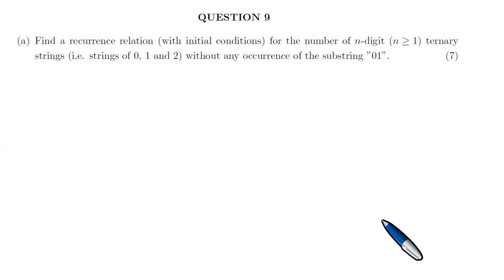Okay, we continue. So now, find a recurrence relation with initial conditions for the number of n-digit ternary strings. Ternary strings are those strings with 0, 1, and 2 without any occurrence of the substring 01. The marks are 7, so you need to get your reasoning in order here. Okay, let's just do this one together right now. How do you find the recurrence relation with initial conditions for the number of n-digit ternary strings when n is bigger or equal to 1?